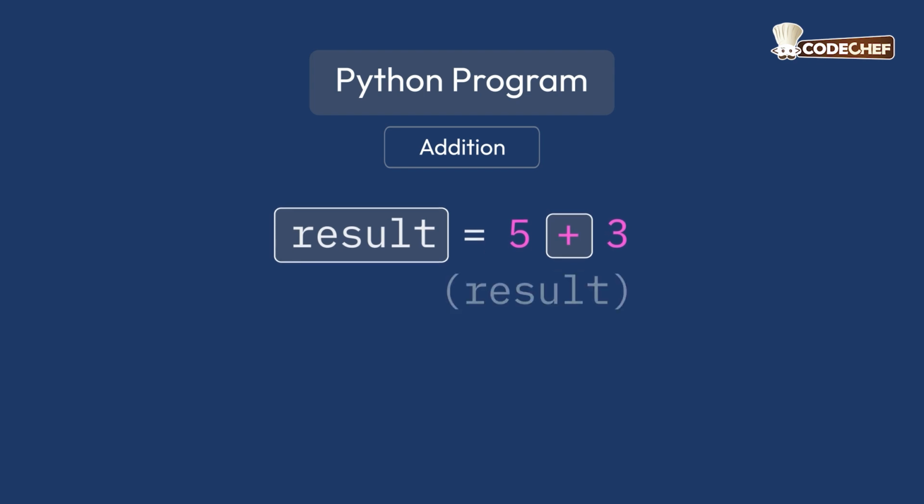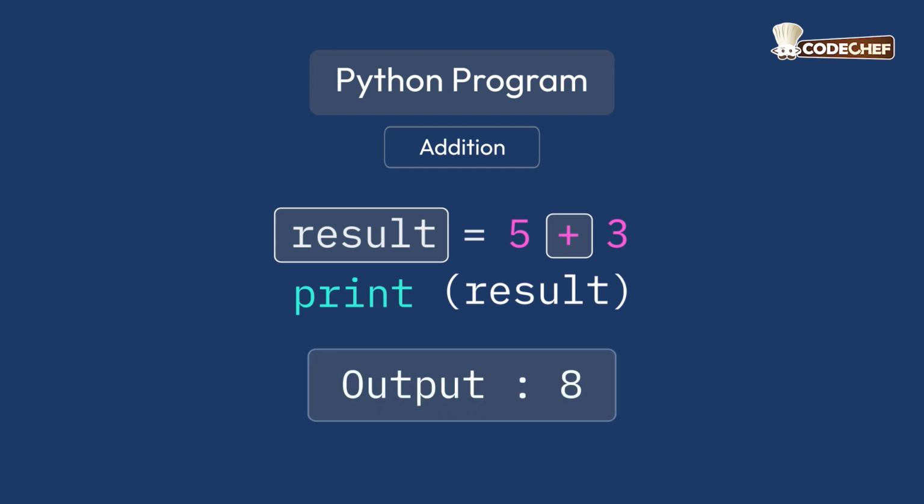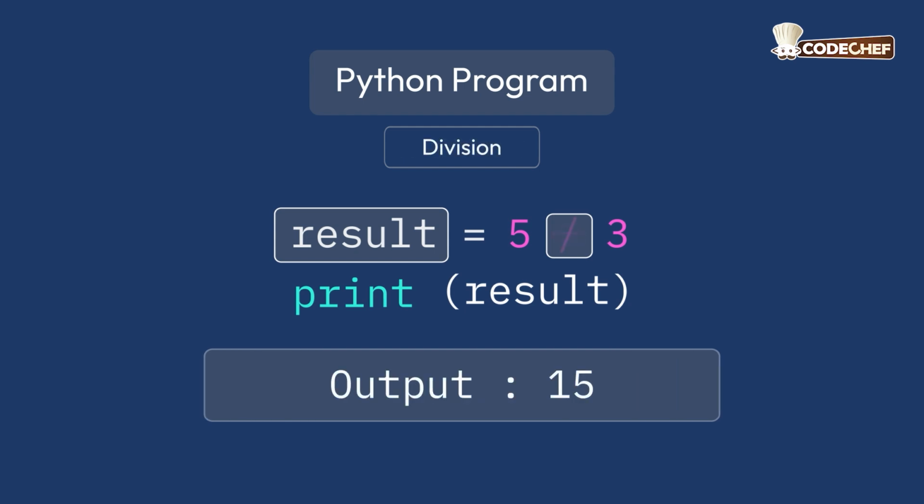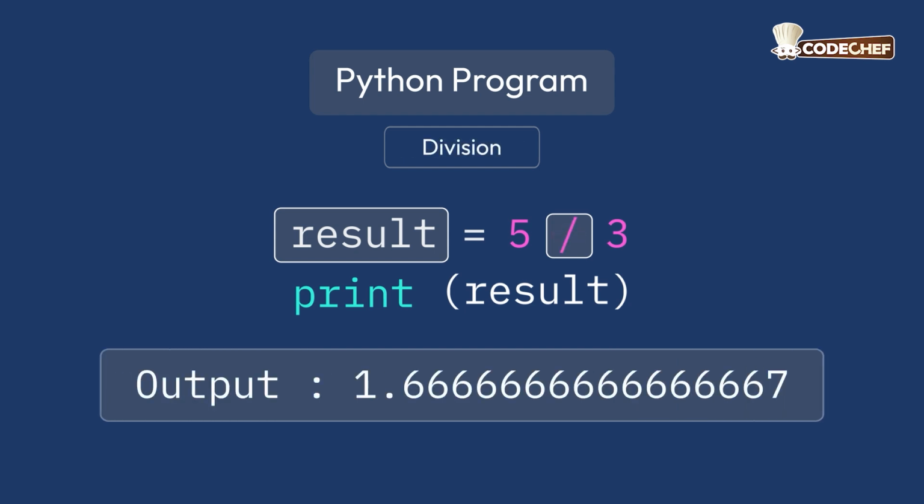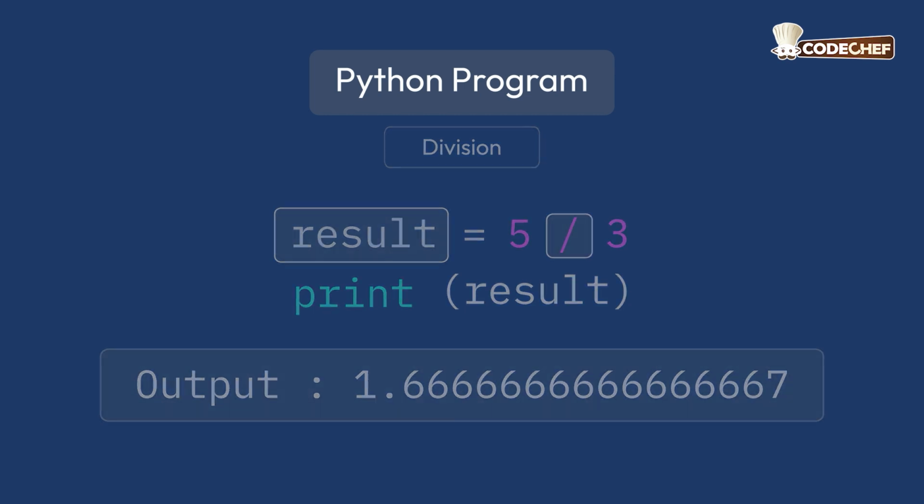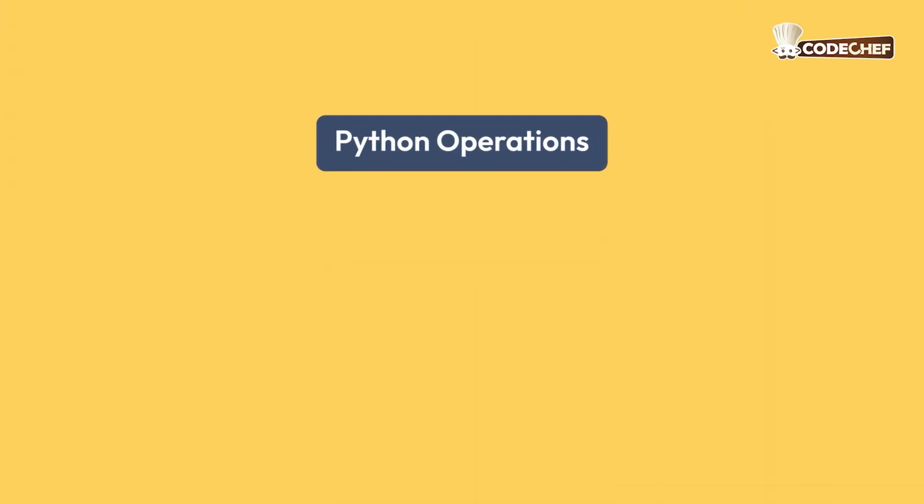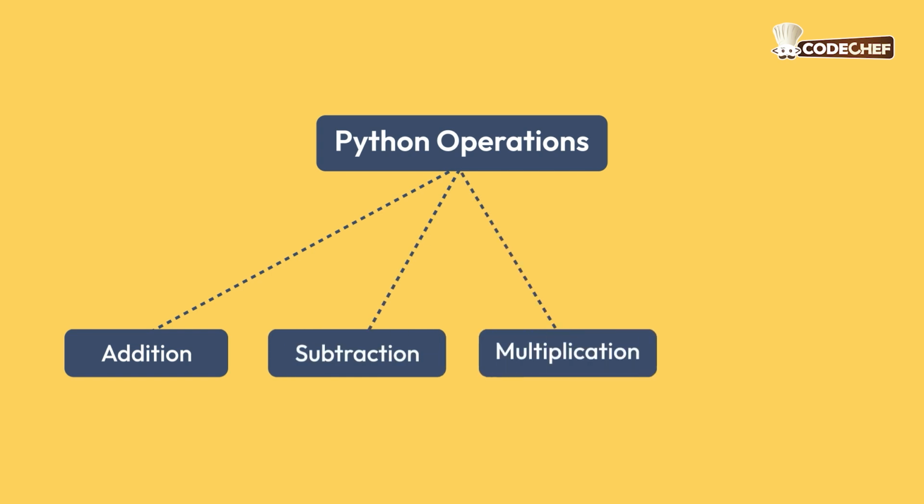Now we will print the result using the print command. Perfect. If you run this program, it will print 8 on the screen. Similar to addition, you can also perform operations like subtraction, multiplication, and division. Well, that was easy. So you learned operations in Python are just like those from basic math.